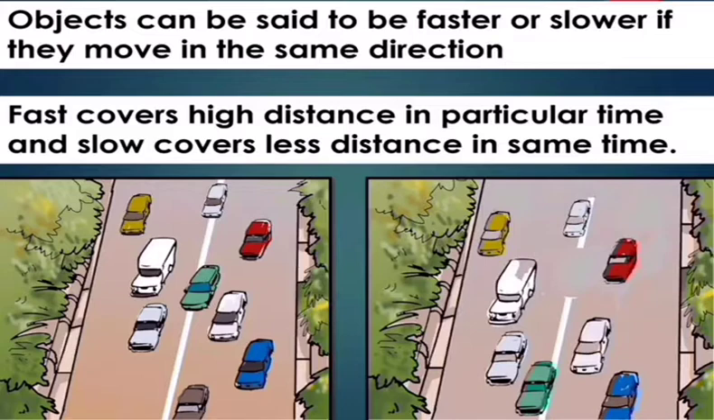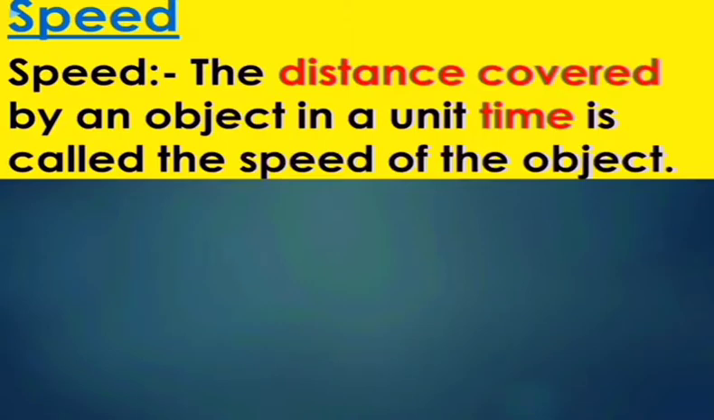Fast covers a greater distance in a particular time and slow covers less distance in the same time. Now let us say that your friend has reached 1 kilometer in 20 minutes and you have covered half a kilometer in 20 minutes. That means your friend has covered more distance and you have covered less distance. Now let us define what is speed. The distance covered by an object in a unit time is called the speed of the object.